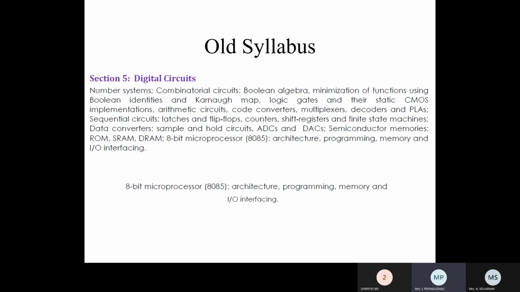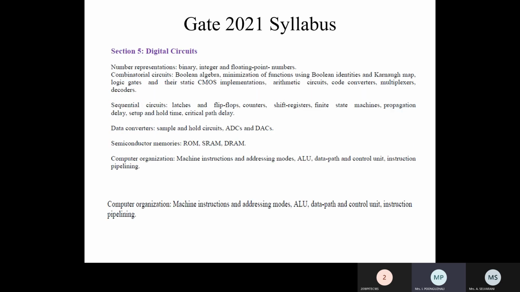Right? In the old syllabus, it is given as 8-bit microprocessor. Specifically, they gave 8085 architecture, programming, memory, and IO interfacing. Now they included pipelining with this. The architecture, programming, memory, and IO interfacing is there. Now, machine instructions, in that case also instructions will be there: instructions, addressing modes, arithmetic and logic unit, data path and control unit, instruction pipelining. This is in addition to the old syllabus.